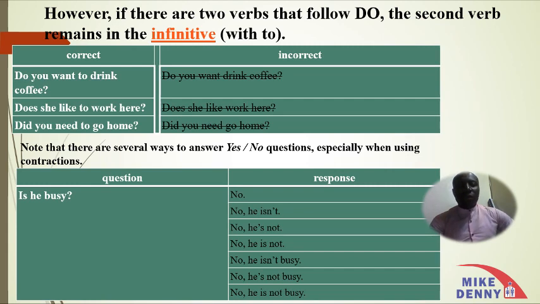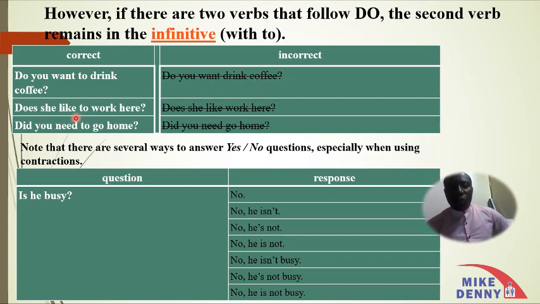We can also use, take note, two verbs. Remember, however, if there are two verbs that follow do, the second verb remains in the infinitive with to. For example, do you want to drink coffee? Here we have the verb to do and the verb to want. So the second verb takes to. Do you want to drink coffee? Not do you want drink coffee? We use to here, the infinitive, to render the sentence meaningful.